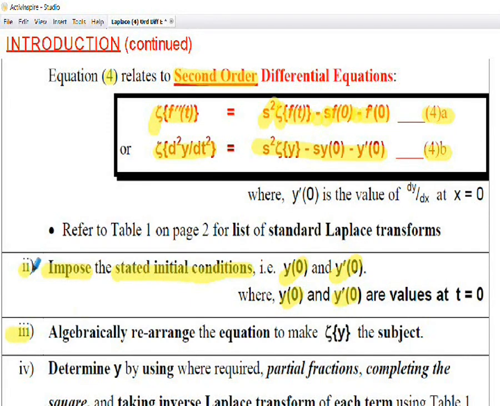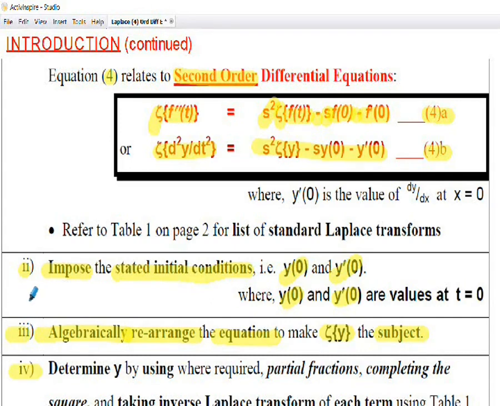Step 3, we're going to algebraically rearrange the equation. Don't forget the whole essence of Laplace is taking a differential equation which is quite difficult to solve in the time domain, in the real world if you want to think of it that way, and we're moving into the S domain, the Laplace domain, where the differential equation now becomes an algebraic equation. So we're going to rearrange in step 3 the equation for the Laplace of y. We're going to make that the subject of the equation.